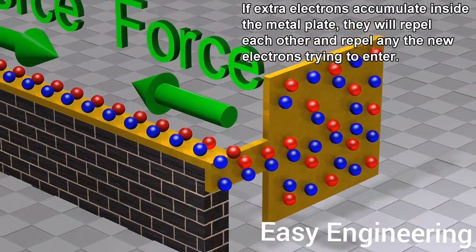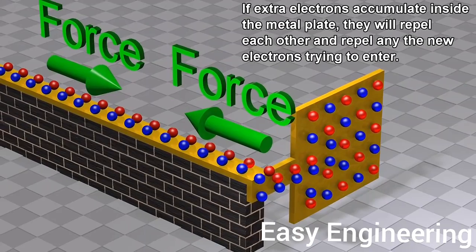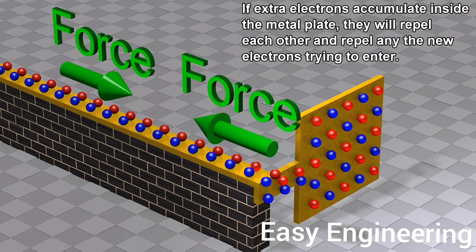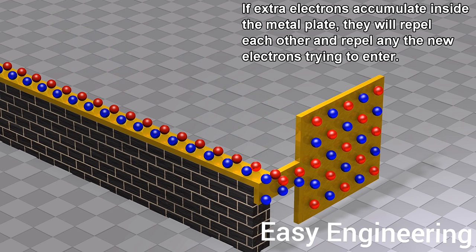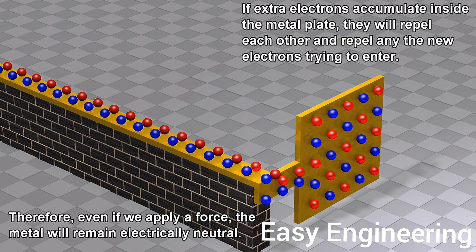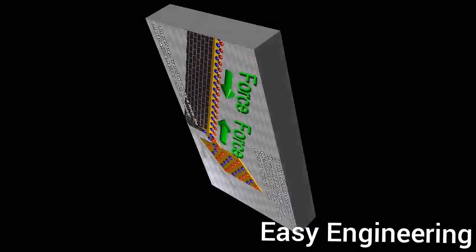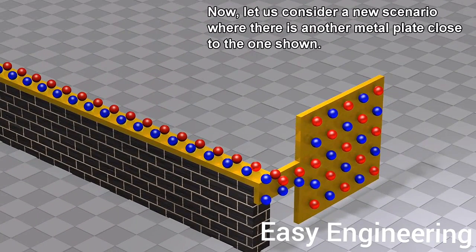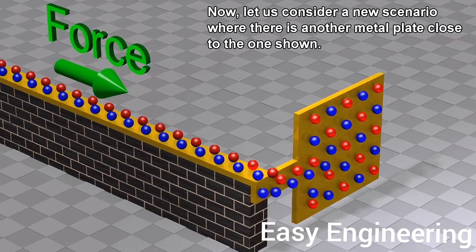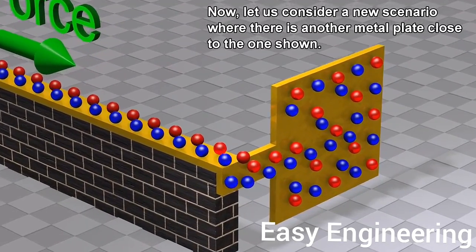If extra electrons accumulate inside the metal plate, they will repel each other and repel any of the new electrons trying to enter. Therefore, even if we apply a force, the metal will remain electrically neutral. Now let us consider a new scenario where there is another metal plate close to the one shown.